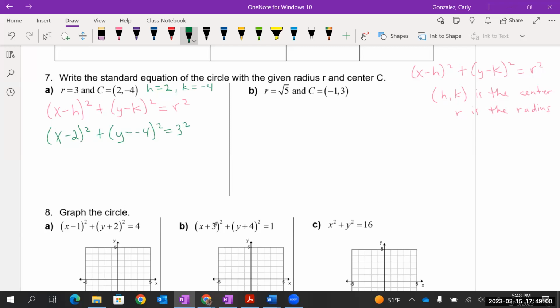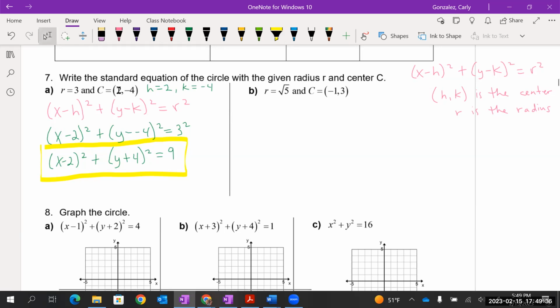And now we just need to simplify. So x minus 2 quantity squared cannot be simplified. However, y minus negative 4 is just the same as y plus 4 squared. And 3 squared, 3 times 3, is 9. So this is the standard equation of a circle, where the radius is 3 and the center is at 2, negative 4.